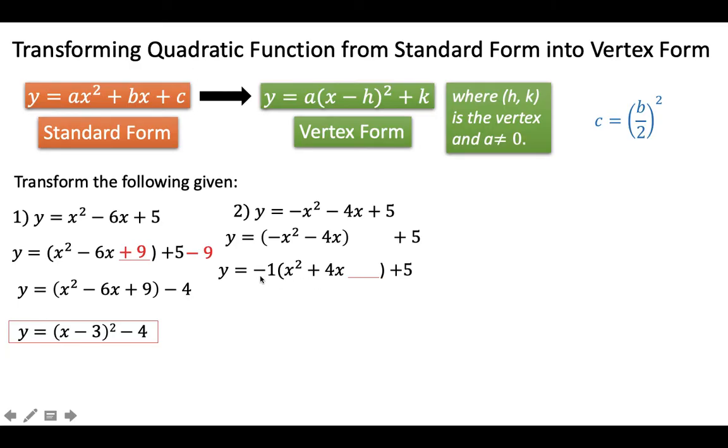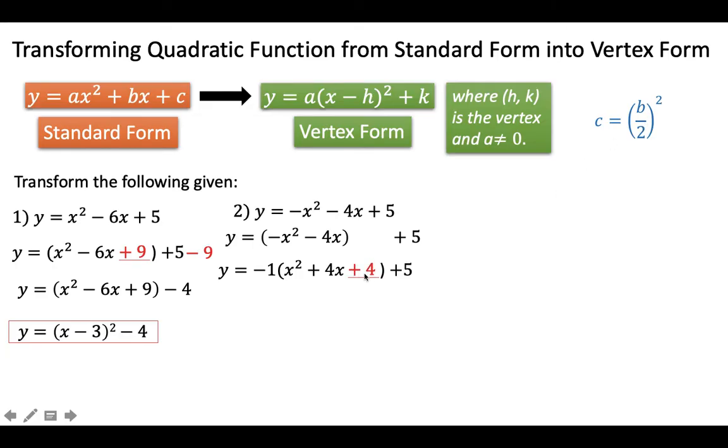If you are going to reverse it, if you are going to multiply this by distributive property, negative 1 times x squared is negative x squared. Negative 1 times 4x is negative 4x. It will still go back to its original form. Then write down plus 5. Okay. Let us now find the third term to make this a perfect square trinomial. So our b here is positive 4. Positive 4 divided by 2 is positive 2. Then positive 2 squared is positive 4.